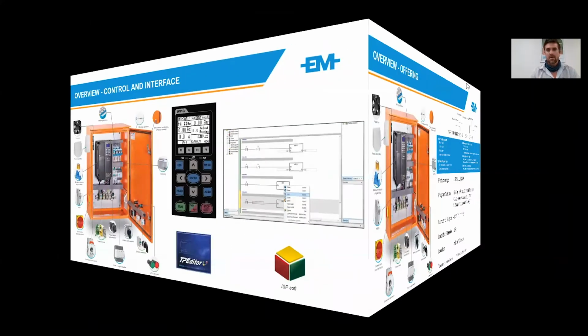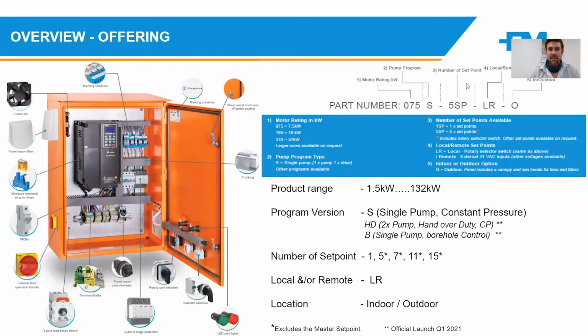Just to have a look at the actual offer, currently we have the irrigation solutions from 1.5 kilowatt all the way through to 132 kilowatt in our orange sheet metal enclosure.